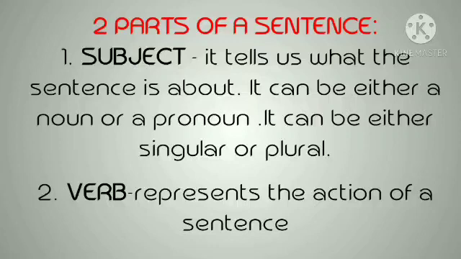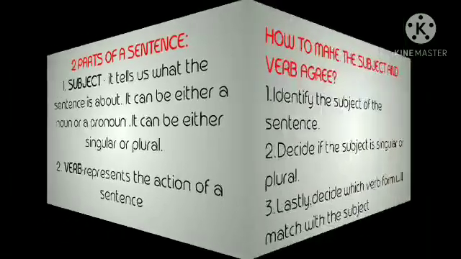Two parts of a sentence. First one is the subject. It tells us what the sentence is about. It can be either a noun or a pronoun. It can be either singular or plural. The second part is the verb. It represents the action of a sentence.